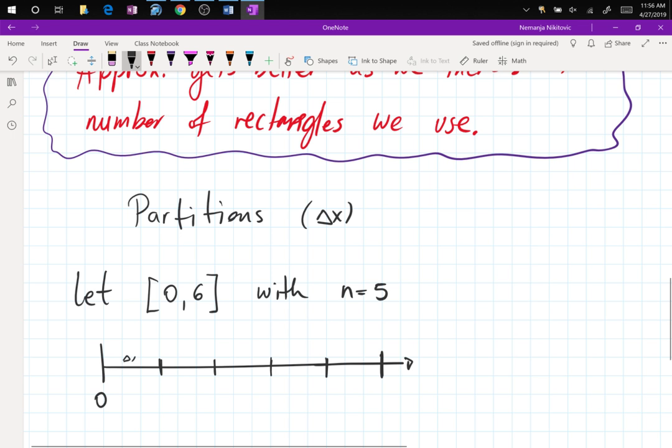What is each of my delta x's now in order for me to get from 0 to 6? Are they whole numbers? No, they're not, right? If I had 6 rectangles on 0 to 6, yeah, sure. Then you go 1, 2, 3, 4, 5. So now there is a formula to compute this delta x, which should be obvious. B minus A over n.